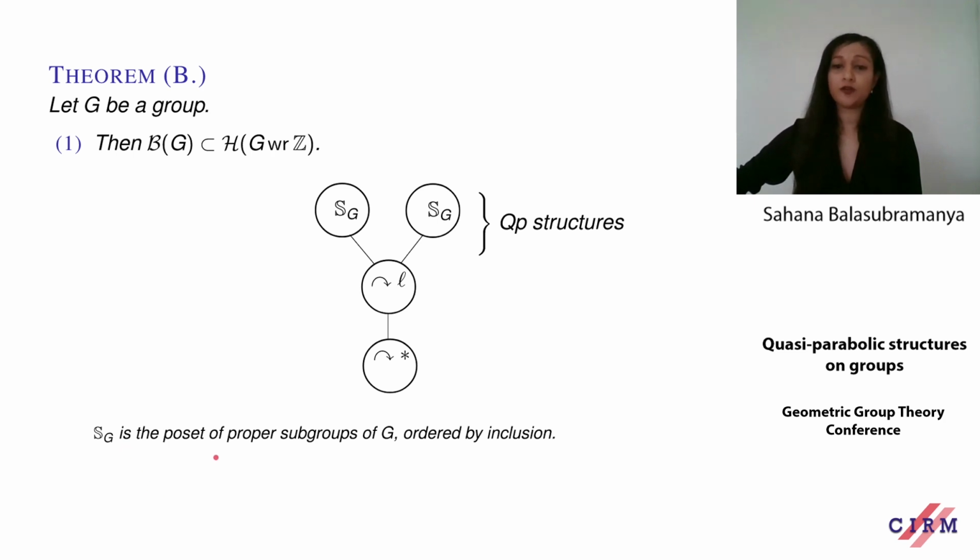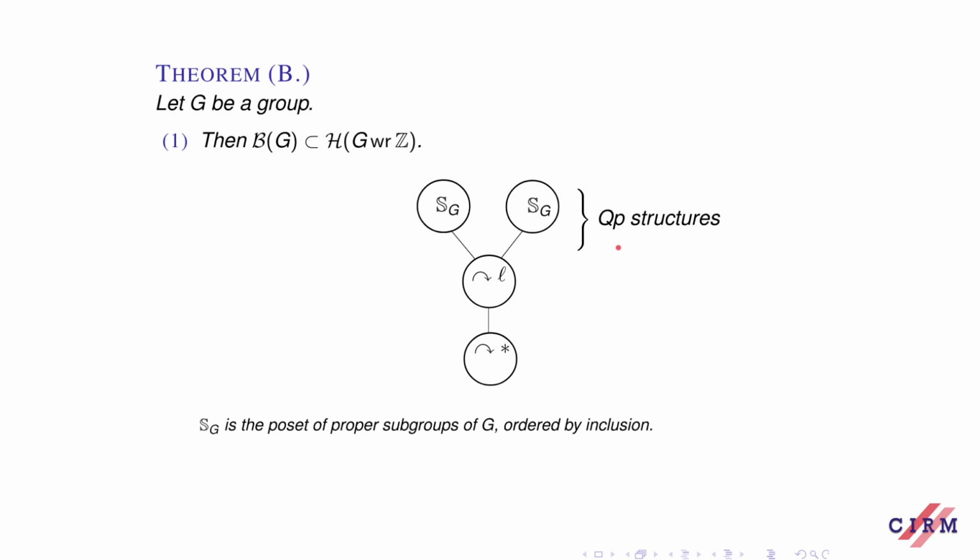So I consider the poset of proper subgroups of G ordered by inclusion, and I have these two disjoint copies of S of G. And the reason they're disjoint is because every element of this copy is going to be incomparable as a structure to every element of this copy and vice versa. However, every structure from these two copies of S of G dominates this common lineal structure, and that of course dominates the smallest structure, which is the action on a point. And the two copies of S of G correspond to quasi-parabolic structures on our wreath product.